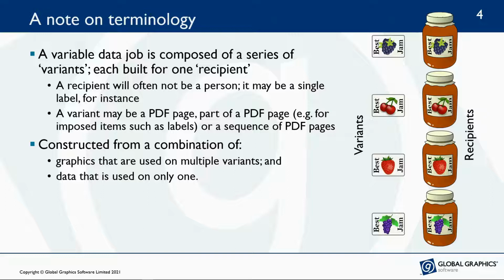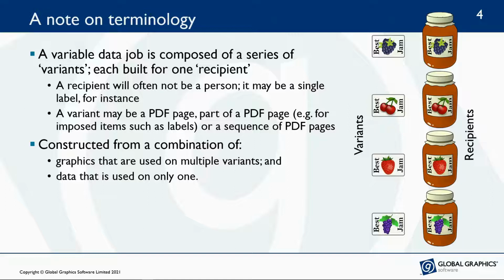A variant may be a PDF page, part of a PDF page because you've imposed a number of items such as labels together, or a sequence of PDF pages. And I'm talking about PDF pages here because that's the terminology used in the PDF standard. It shouldn't be taken as meaning that VDP can only be used if you're printing actual pages.